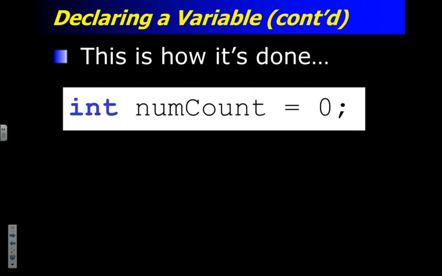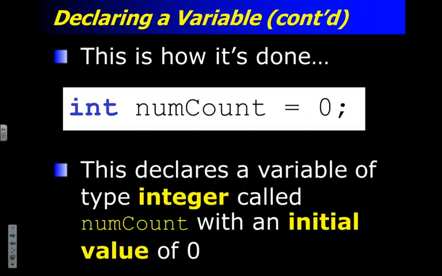So here's how it's done. And hopefully that looks familiar to you. That's very similar to the way, well, it is exactly the same way we did it in C#. That's the data type, that's its name, and here's its starting value, and it ends in a semicolon. Okay?